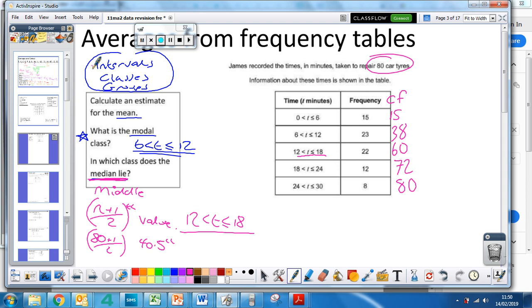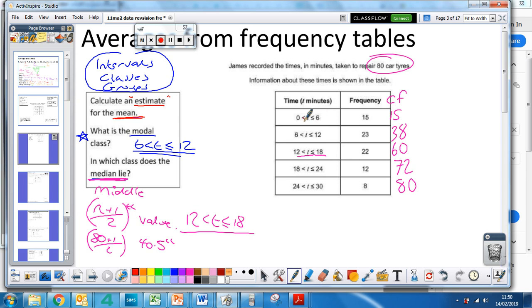Our final skill, the big one, the one that is very often worth 3 marks, is how we find an estimate for the mean. Now the word estimate is important. It's an estimate because we do not know these 15 values here anything other than they're between 0 and 6. We don't know if they're all 0, they're all 1, or if there are some 1s and 2s.